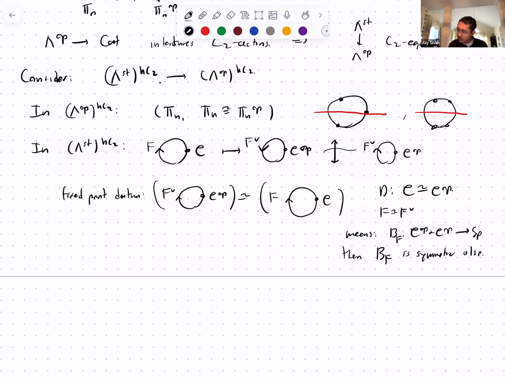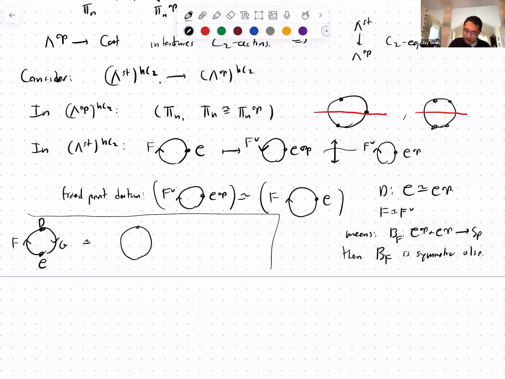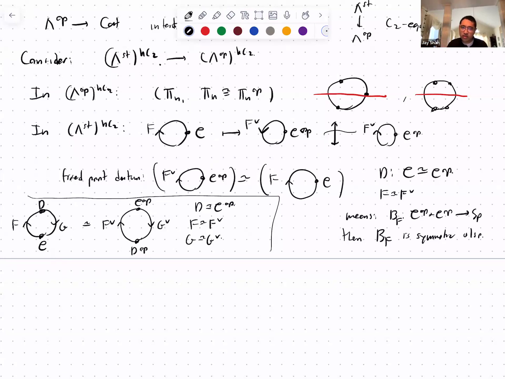So let me also draw another picture. You can also have something where I have a fixed point free graph. And then being a fixed point of the category means I took the ops and exchanged and reflected about the axis. And then I have F check and G check here. So D is equivalent to C op. And with respect to this duality, F is equivalent to F check and G is equivalent to G check. So I have these symmetric bilinear functors.